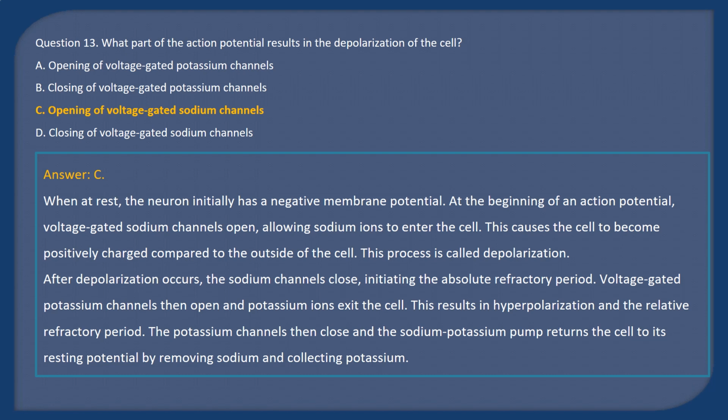After depolarization occurs, the sodium channels close, initiating the absolute refractory period. Voltage-gated potassium channels then open and potassium ions exit the cell. This results in hyperpolarization and the relative refractory period. The potassium channels then close and the sodium-potassium pump returns the cell to its resting potential by removing sodium and collecting potassium.